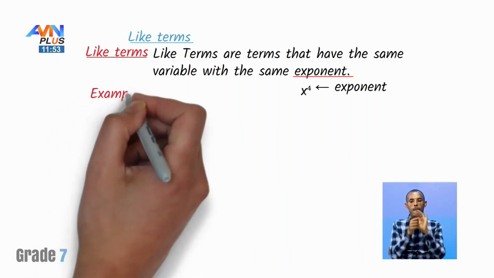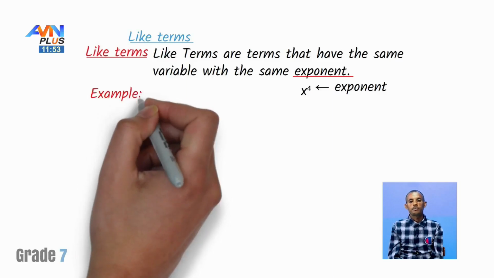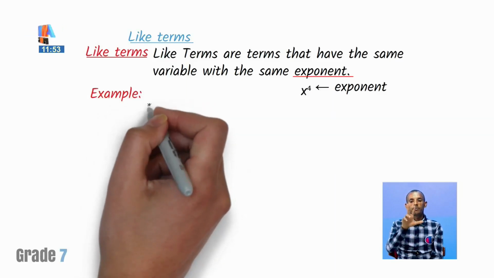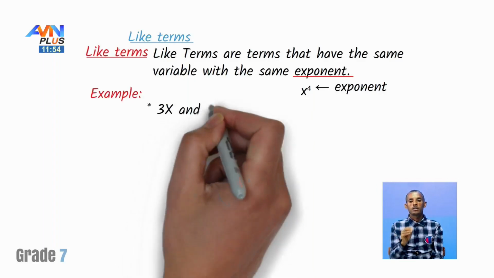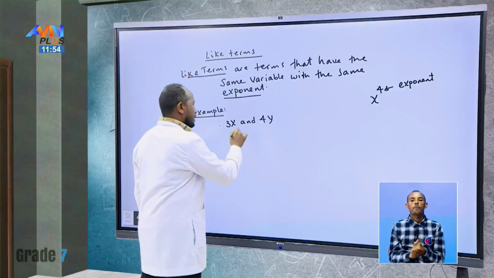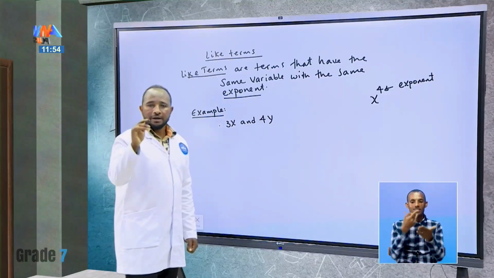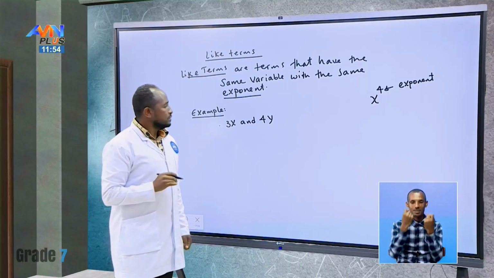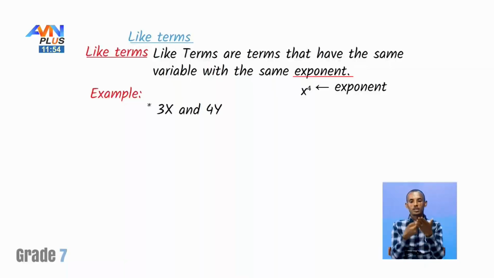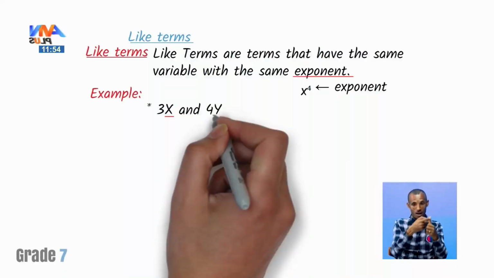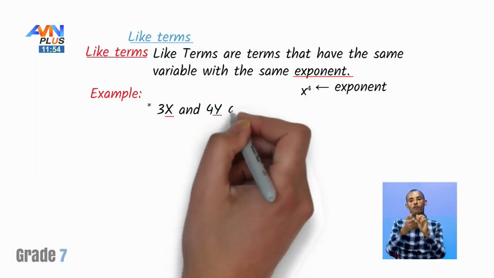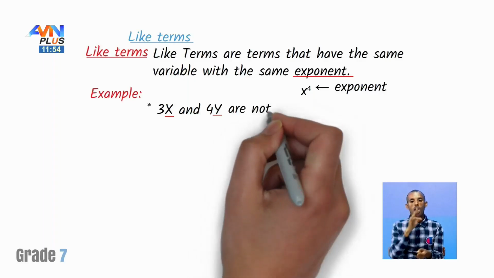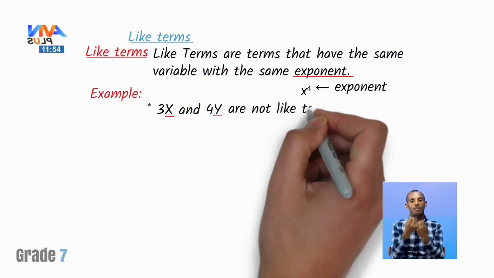Example. Look at this one: 3x and 4y. Are these two like terms? These two are not like terms because the variable here is x, and the variable here is y. They do not have the same variable. Therefore, 3x and 4y are not like terms.